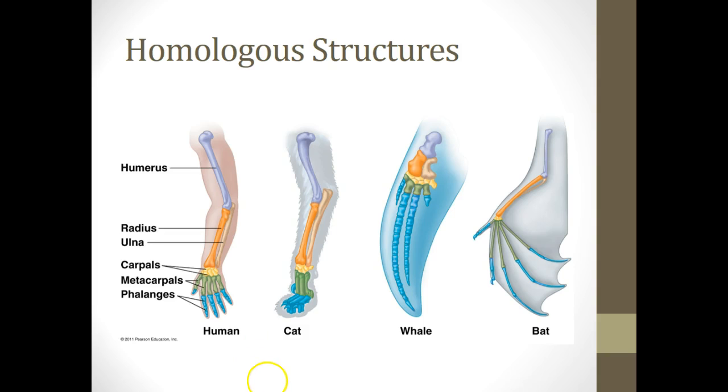Here is a diagram that shows you homologous structures. Notice that there is the same pattern. There's one bone, two bones, little bones, digits. One bone, two bones, little bones, digits. This repeats across each of the limbs.